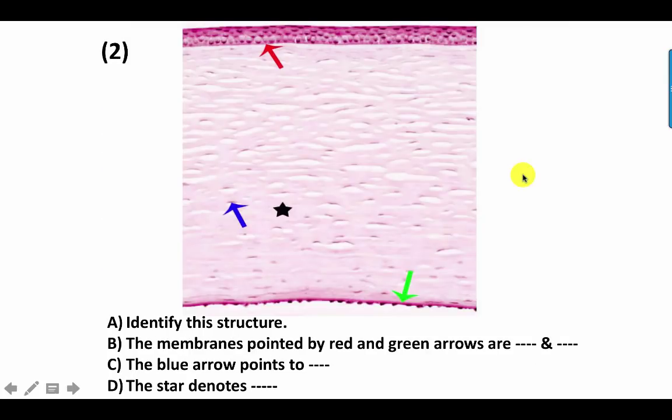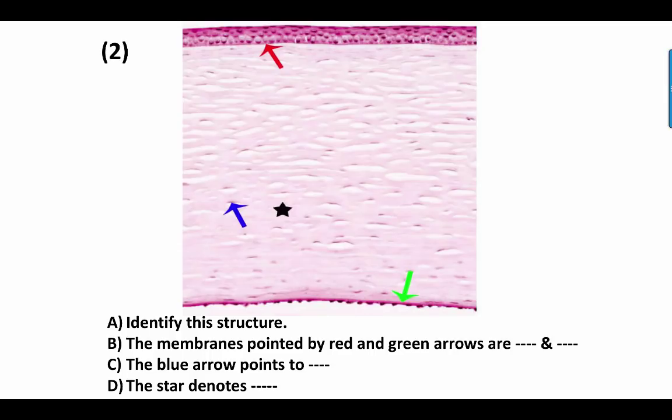Now identify the structure. We have this picture for the cornea, formed of one area of nuclei, and then we have this substantia propria. So we have one layer of nuclei, in contrast to the retina, where we have 3 layers of nuclei. So one layer only, it is the cornea.